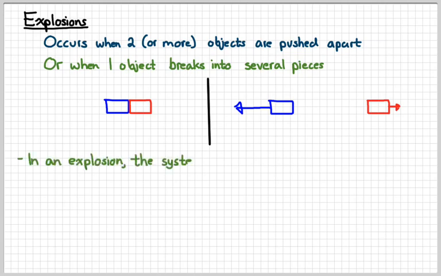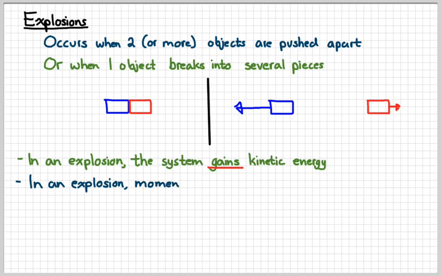In an explosion, since there's nothing interacting from the outside, we could consider it a closed system. Momentum will be conserved. Since kinetic energy is always positive, such an explosion will result in a gain of kinetic energy. Again, the momentum is always conserved.